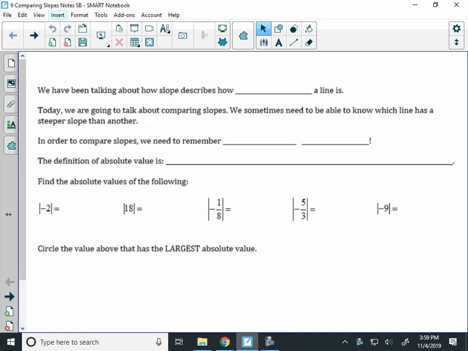Hi guys, this video is for an extension for some of you with our graphing lines unit. We're going to talk about comparing slopes with one another. Now the top here says that we have been talking about slope and how slope describes how steep a line is. Right? And we know we can have positive slope, negative slope, zero and undefined. We're going to compare slopes with one another.